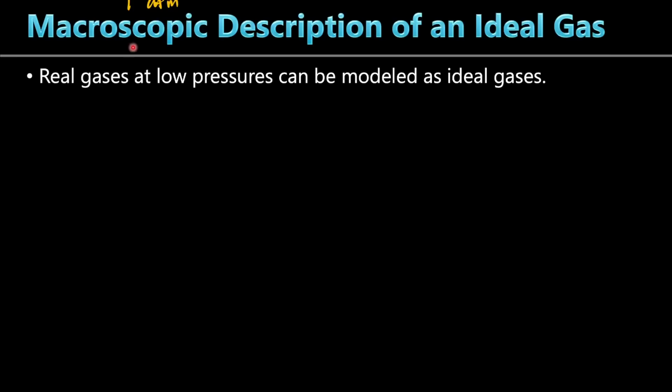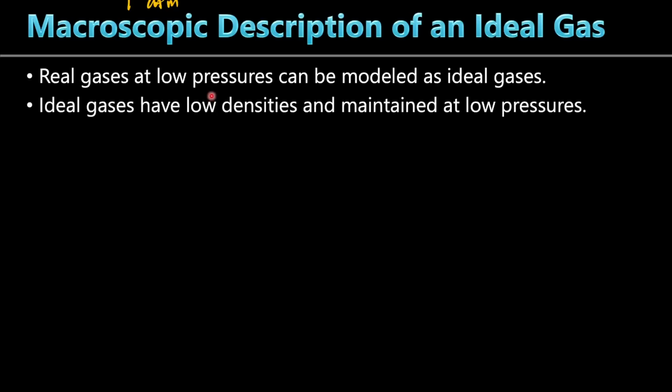So kapag ang pressure na pinag-uusapan natin ay malapit sa standard atmospheric pressure, then that can be considered as low pressure. And kapag mababa ang pressure ng gas, yung kanyang density mababa din. No? Ideal gases have low densities and they are maintained at low pressures. Because if we pressurize the gas, magiging compact yun eh. The molecules would be closer to each other than they originally are. That's why the density of the gas will increase. So that means that the low pressure is a requirement so that the gas would have a low density.